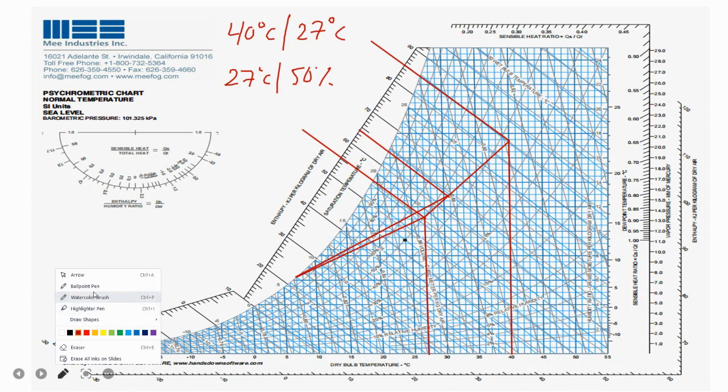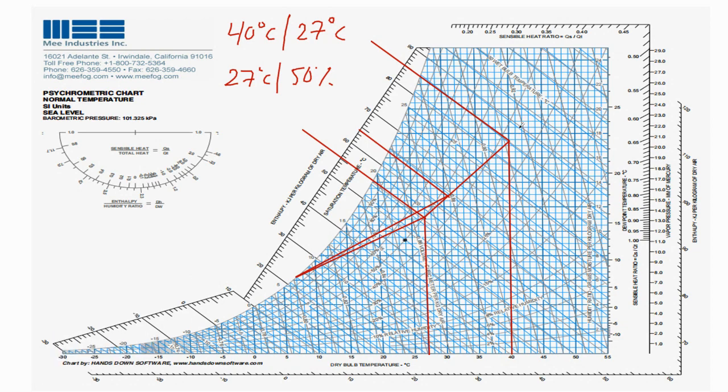Let me mark these points with a pen. Let me take a color of black. So this is point 1, the entry condition, this is point 2, this is point 3 which is the mixing condition, and this is point 4, and this is also the saturated point.